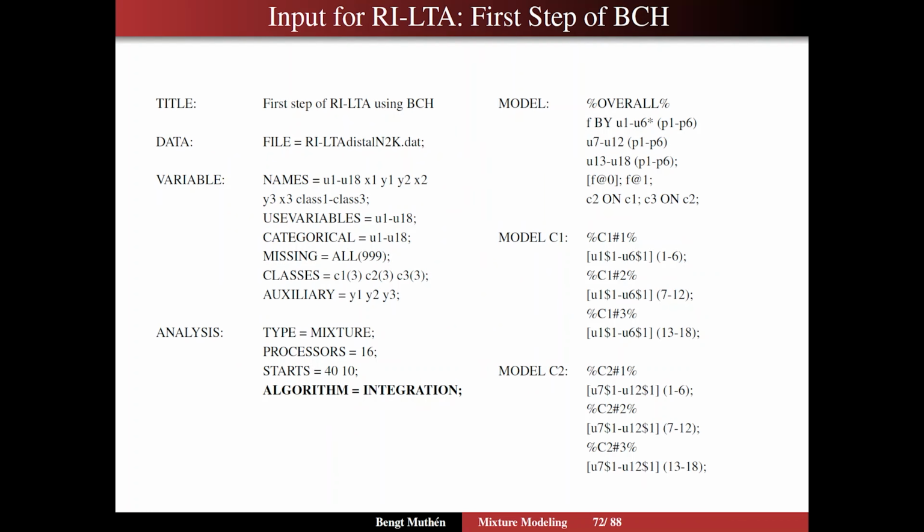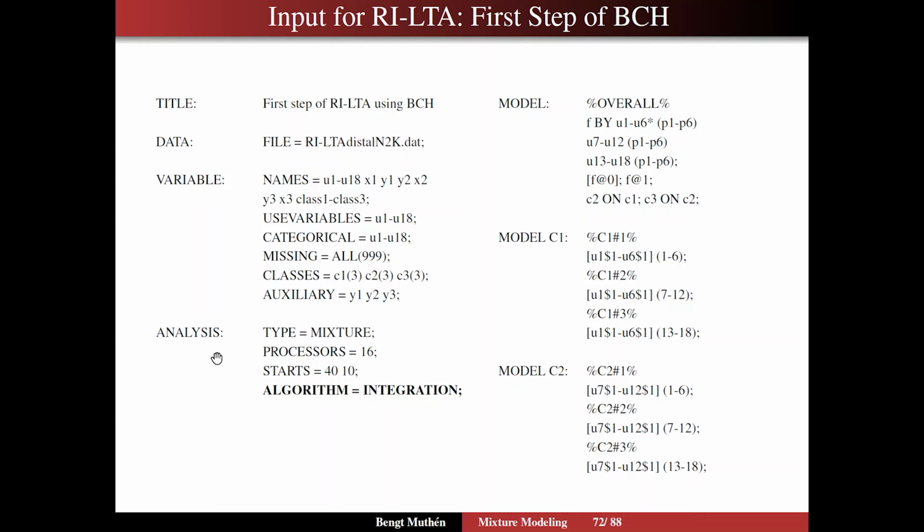On slide 72 then you have the input for RI-LTA, first step of BCH. So you have a new data set here with the 18 indicators, and we have 3 Ys. We also have X, but we're going to ignore that for now. And in the first step we use the latent class indicators, the 18 of them, and they're binary. And we have 3 latent class variables, and we want to save the Ys, the distal outcomes Y, for the second last step of BCH.